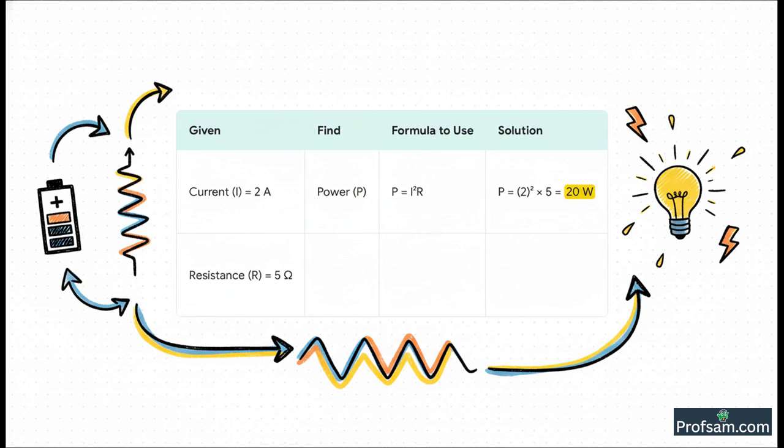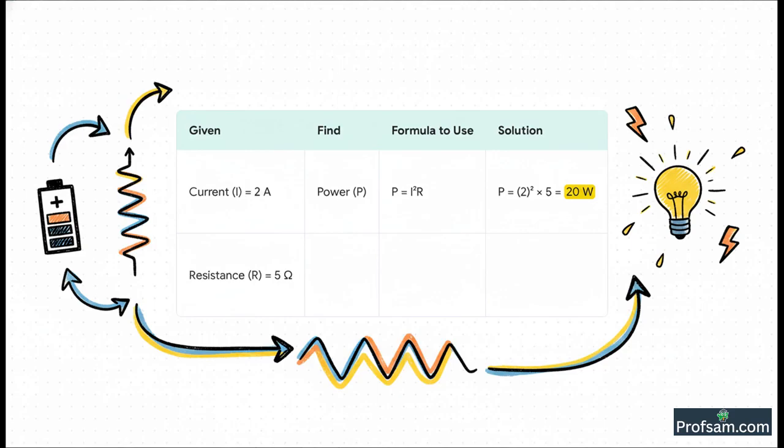Imagine a question gives you the current, I, is 2 amps, and the resistance, R, is 5 ohms, and it asks you to find the power. Okay, so you look at your three formulas. Which one has I and R in it? The second one, of course. P equals I squared R.